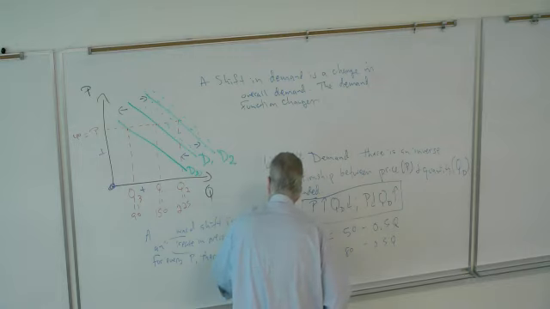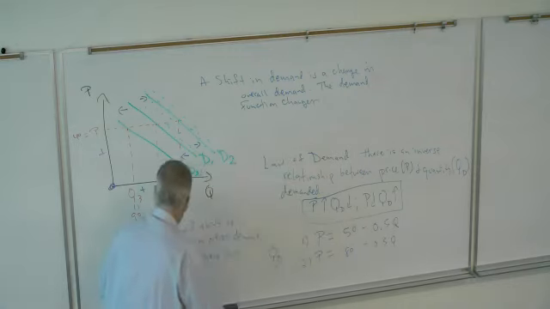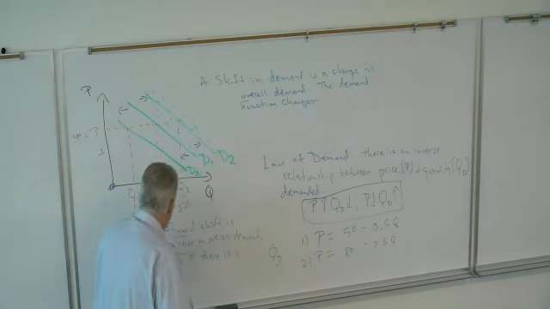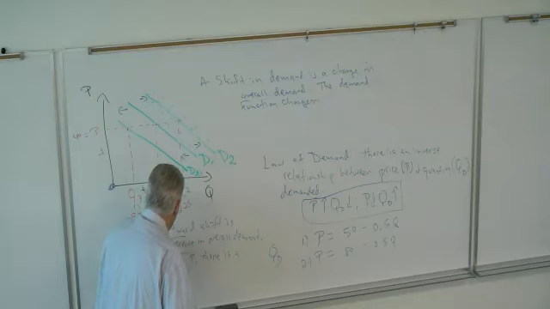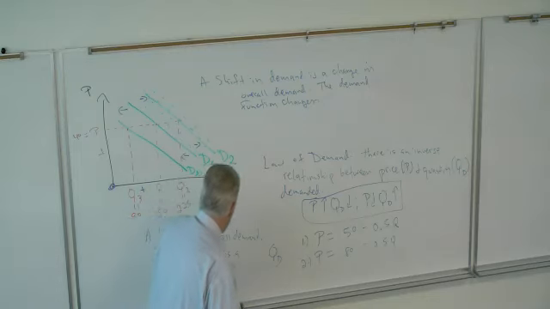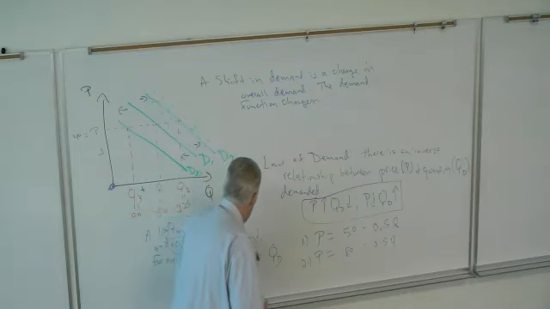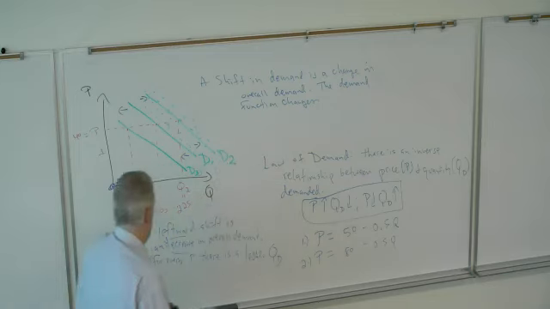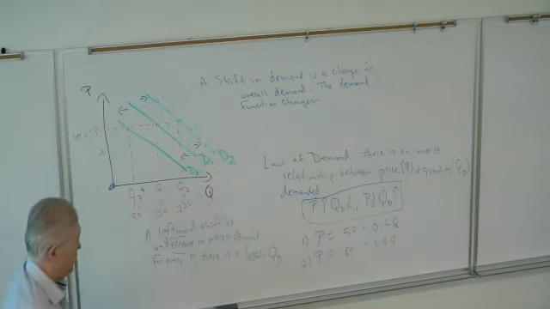And all I'm going to do is adjust this. You can adjust this in your notes, but it's a leftward shift. A leftward shift is a decrease in overall demand. There is a lesser quantity demanded at every price, a lesser quantity demanded for every P.